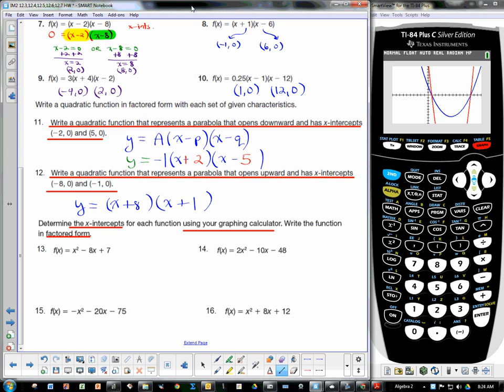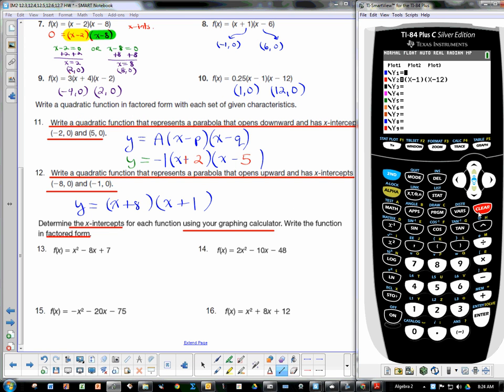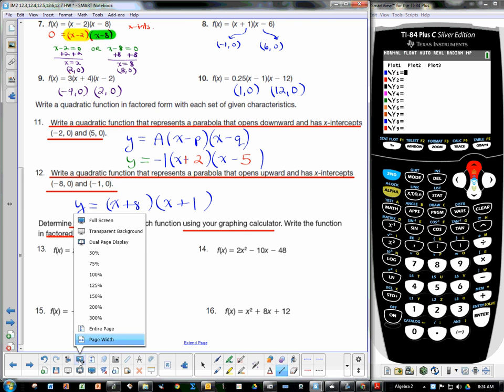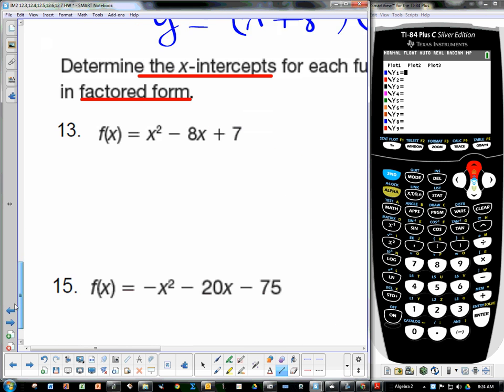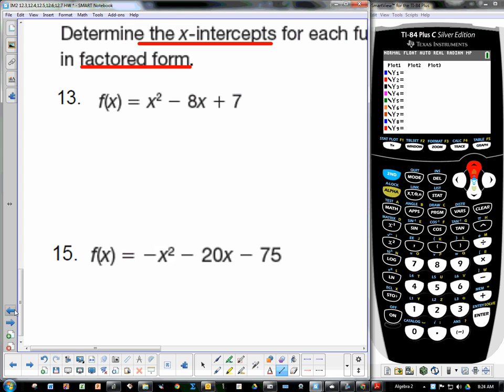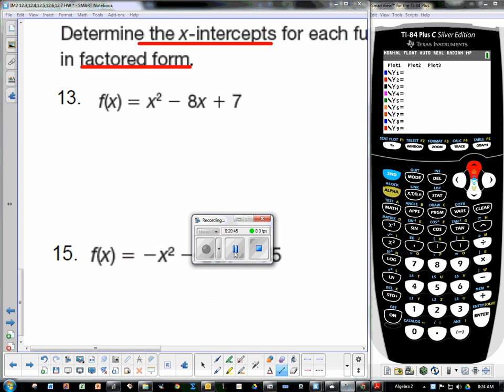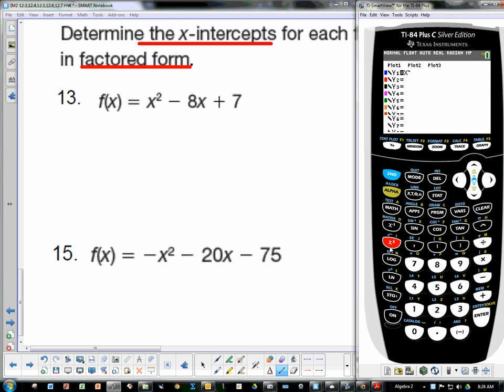Here we go. y equals. Clear these out. You can follow along if you want. Let's do number 13. All right, and I want to zoom in here so you can see it. So this is going to be number 13. There it is. It's going to be x squared minus 8x plus 7. Go ahead and graph. So I'm going to do zoom 6. That's going to give me a 10 by 10. And I'm going to immediately be able to factor this thing.